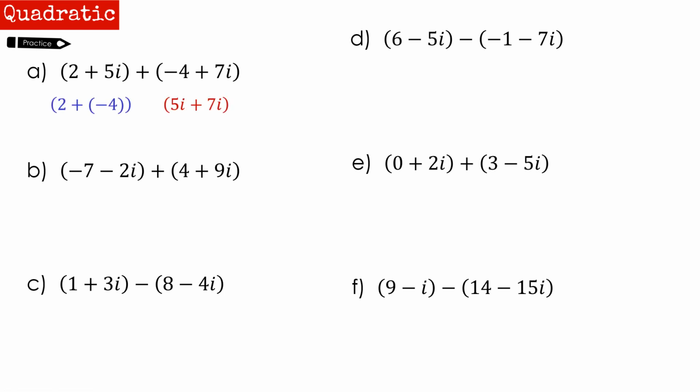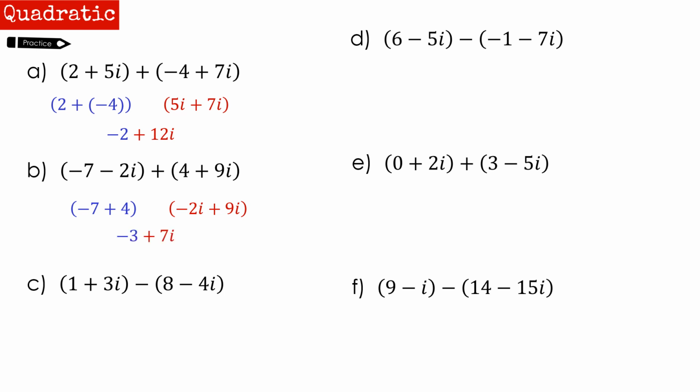For A, we're going to add the real numbers together, 2 plus negative 4, and then we're going to add the imaginary numbers together, 5i plus 7i. That's going to give us negative 2 plus 12i. And we know that this is the correct answer because it's in the form a plus bi. Let's look at B. Once again, we're adding the real numbers together and the imaginary numbers together.